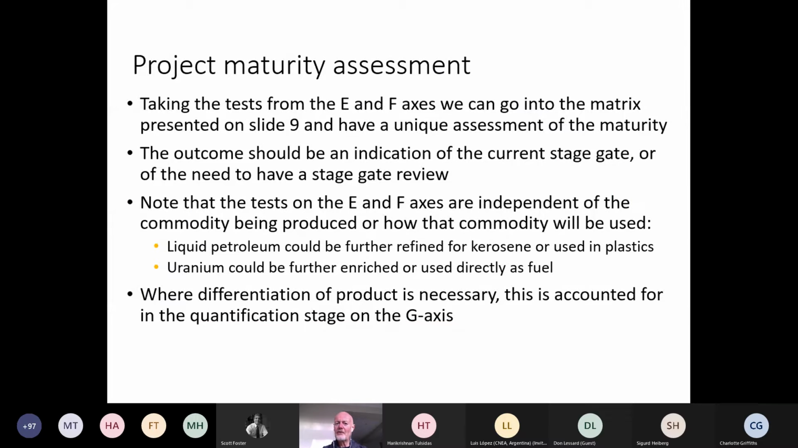So again, take these tests from the 2 axes, put them together, and we can have a unique assessment of the maturity. And what that should give us is a view of where we are on the stage gate. It'll tell us also perhaps if we need to have a stage gate review. If something's starting to progress to where we think it's at a maturity level that it's ready to progress, we know we need to have some sort of an internal or external review on that. And as I said, these tests are independent, and where there are circumstances where commodities do come into play, this will often fall on the G-axis where you're making those assessments. Okay, final slide there, Harry.